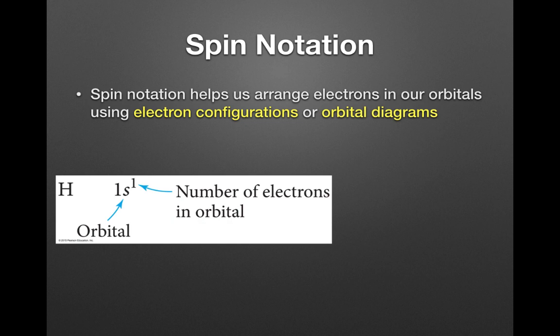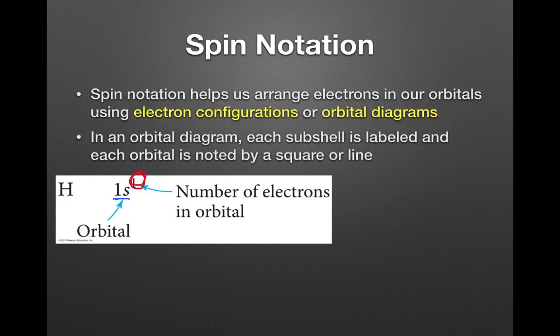So here we have, for a hydrogen atom, the first orbital that's going to fill in is going to be the 1s orbital because it's the lowest in energy. And then we say how many electrons are in that 1s orbital. Well, hydrogen only has one electron, so it's going to go with the little 1 right there. So we say that as 1s1.